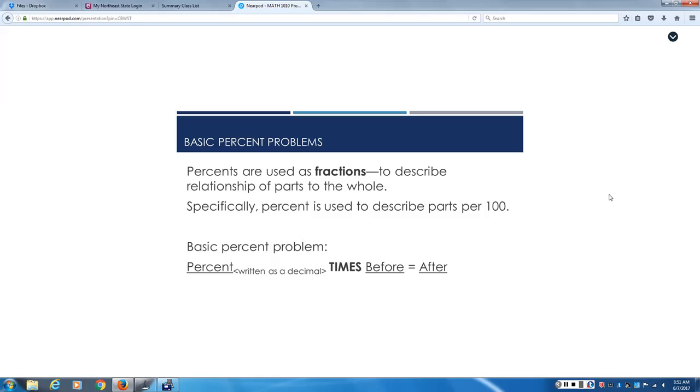Percent, which has to be written as a decimal because we don't want to do things the calculator won't help us with, and the calculator doesn't understand percents. So we want to use percent as a decimal, which is why we went through how to convert. And the problem is going to be percent times a number that is before is equal to some other number that came after. And I want you to try to understand this relationship.